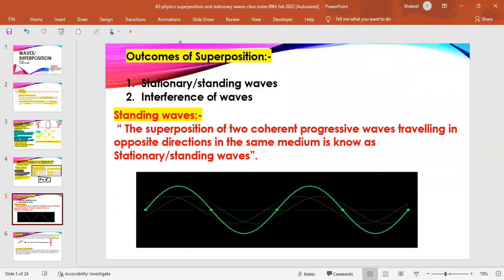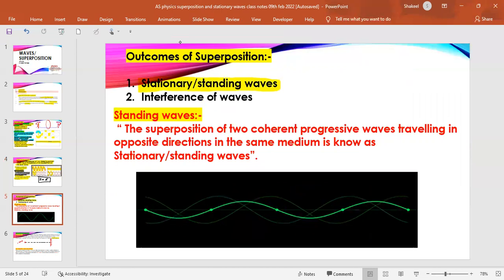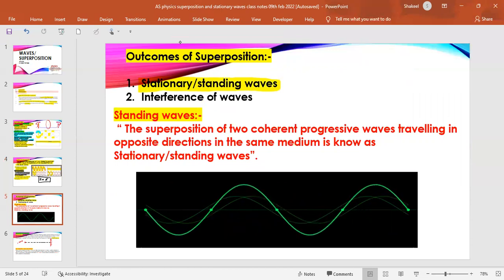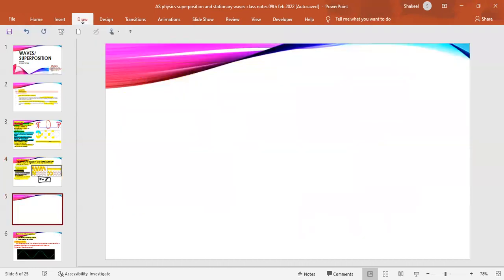Now, outcome of superposition, standing wave or stationary wave. Yeah. Can you explain maximum displacement one more time? Okay, beta. Beta, maximum. Okay, let me insert a slide. Okay, look.